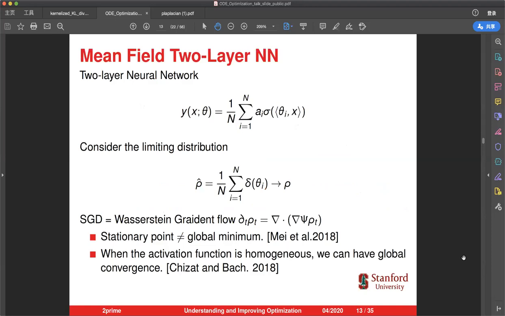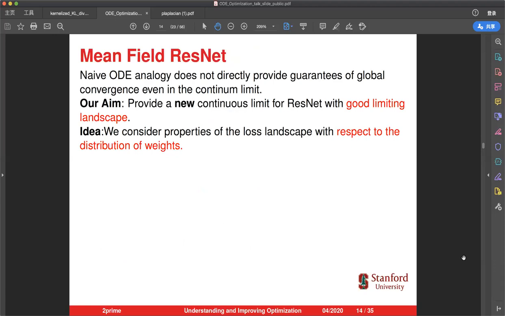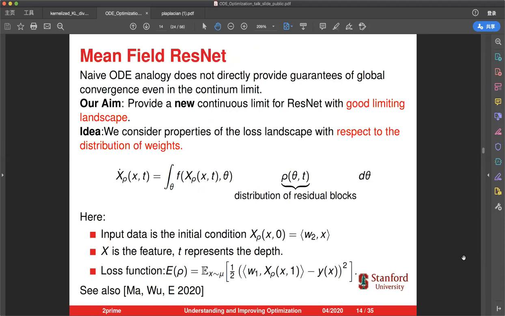So we want to go beyond the two-layer case to the ResNet case. Following the work, we consider the residual net with respect to the distribution of the residual blocks. Here there is a very subtle difference. Here I just write down the distribution with respect to theta and t. You can see it's rho theta t. I consider the distribution of the residual block, and I also consider where the residual block is sampled in time.